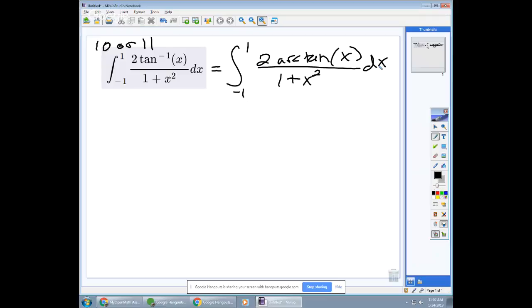Arctan is symmetric about the origin. 1 over 1 plus x squared is not symmetric about the origin, it's symmetric about the y-axis. When we put them together, we get a function that's symmetric about the origin. Yeah, I think the answer is 0 here. Just look at the graph. But I could be wrong. I'm just doing that in my head, so it doesn't count.